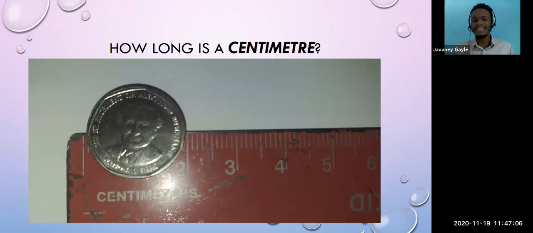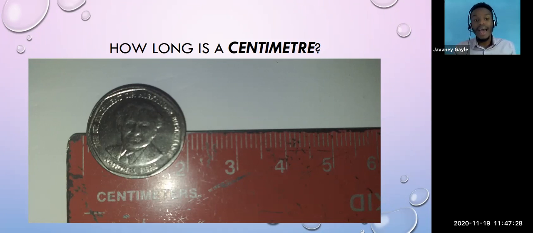Now, how long is a centimeter? Now, this is my ruler, my red ruler. I set it up and I put a coin, a $1 coin on it, a Jamaican $1 coin. And if you realize, this is 2 centimeters. So the little $1 Jamaican coin, if you can find it when you look at it, that is 2 centimeters. It stretches across roughly 2 centimeters.